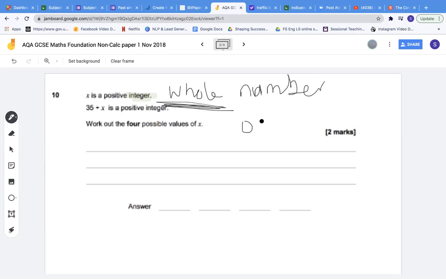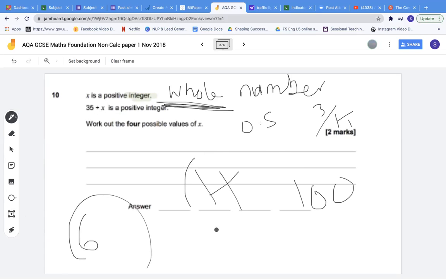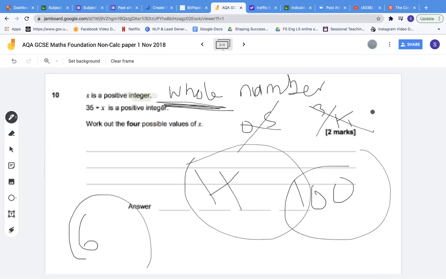So this is not a whole number, is it? 0.5, 3/4. These are not integers. Numbers like 4, 100, 6, these are integers. These are not integers.